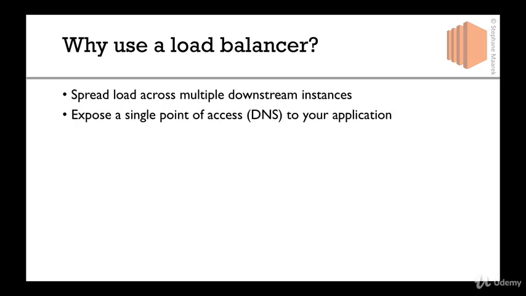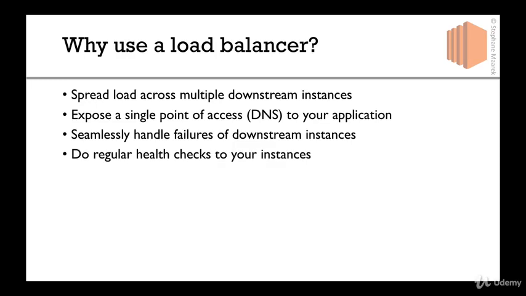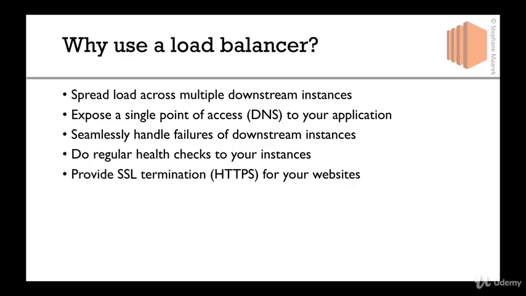You also want your users to only have one point of access to your application, one URL. It's called DNS name. You want to seamlessly handle failures of downstream instances. If one of EC2 instances crash, you don't want the load balancer to start forwarding traffic to it. You want to do regular health checks to your instances so that your load balancers know which ones are healthy. You want to provide SSL termination or HTTPS for your websites at the load balancer level.